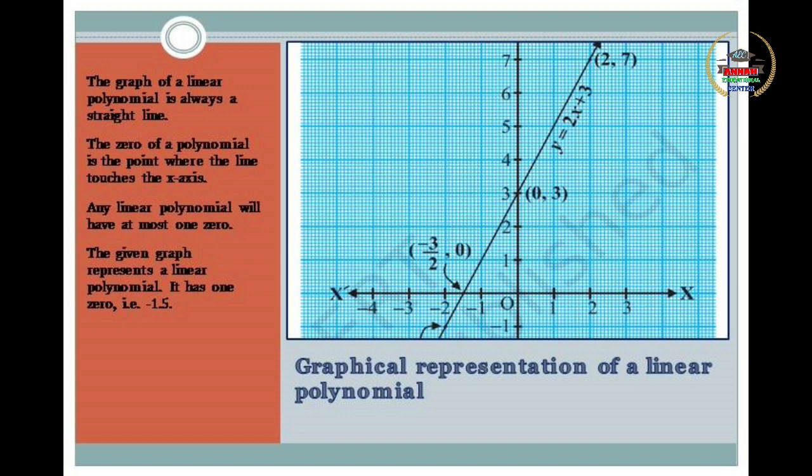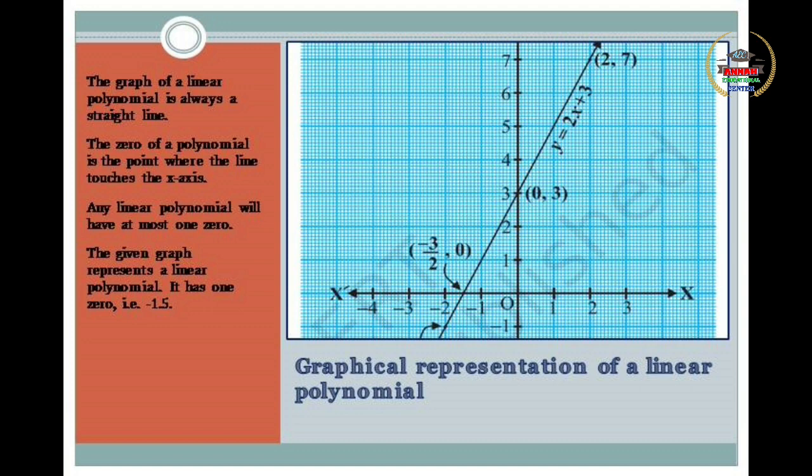The graph of a linear polynomial is always a straight line. What will be the degree of a linear polynomial? It is 1. The zero of a polynomial is the point where the line touches the x-axis. Any linear polynomial will have at most 1 zero, because the degree of the polynomial is 1, so it will have at most 1 zero. That is, it can have no zeros or it will have 1 zero.